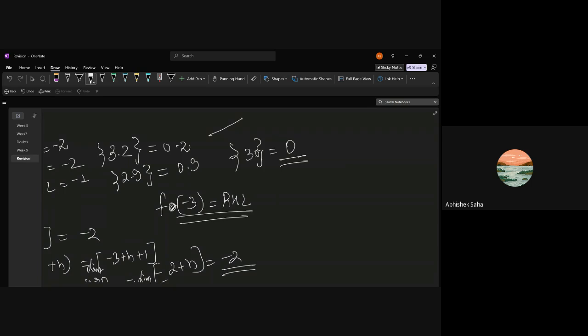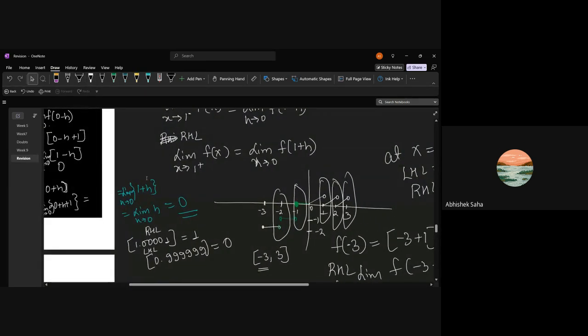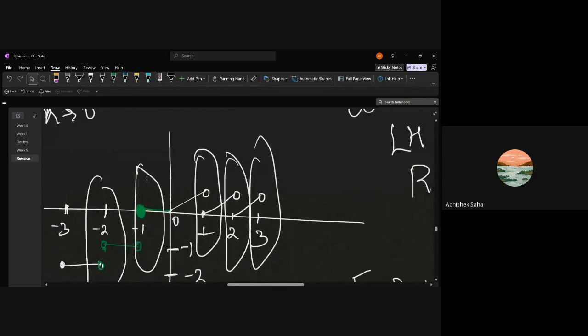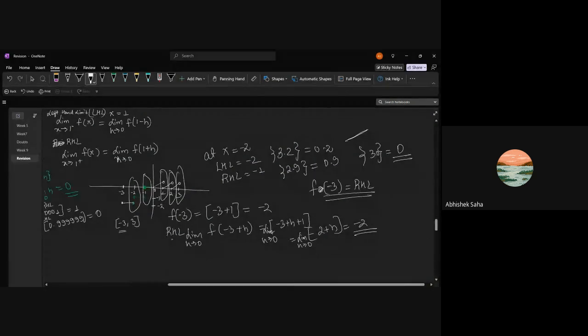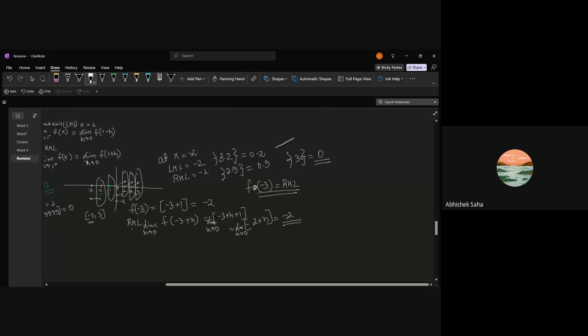It is going like this: between 0 and 1, it is increasing. Whenever it reaches an integer, it jumps to 0. Again, it is increasing. Whenever it reaches an integer, it jumps to 0. See here. Okay, clear? Yes, no? So at +3, the function is discontinuous, right?